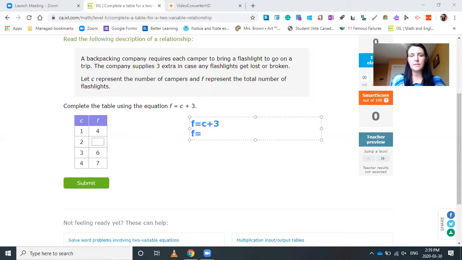So we're going to rewrite F as it is. But for C, when we are trying to find this F, this C and that F go together. The 1 and the 4 go together, the 3 and the 6, they're called relationships, 4 and 7, okay? So for the F that we're trying to find here, the C value is 2. So we're going to substitute 2 for that C, and we're going to rewrite the equation exactly as we see it. Don't leave anything out. And then 2 plus 3 is 5, okay? So we know that when C is 2, F will be 5.